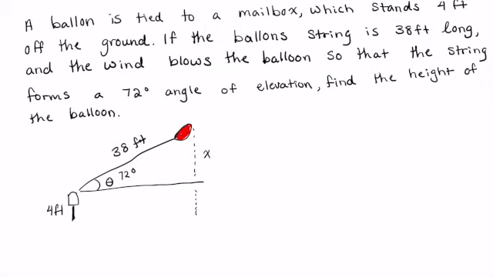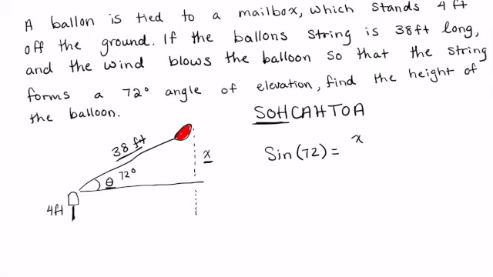But in the meantime, let's check out SOHCAHTOA and let's determine which trig function we're going to be using for this problem. Here's my theta measurement. I have the opposite side and I have the hypotenuse. So that's going to be sine. So we say the sine of 72 equals my opposite side over my hypotenuse. Now I'm just going to solve for x, multiply both sides by 38. I wind up with x equals 38 times the sine of 72.